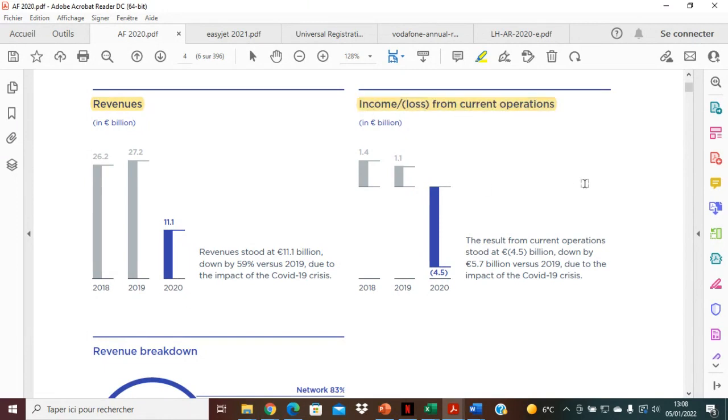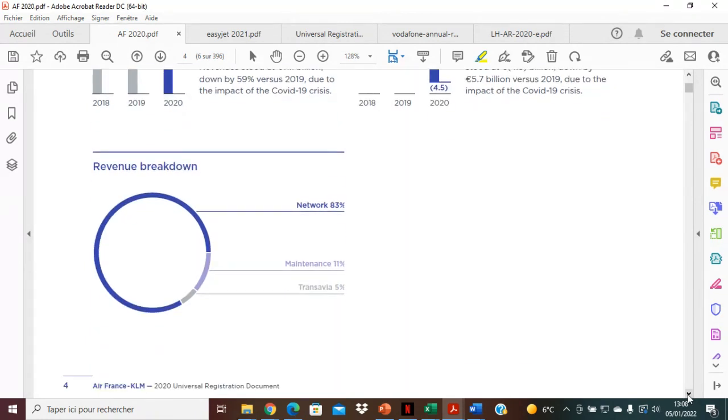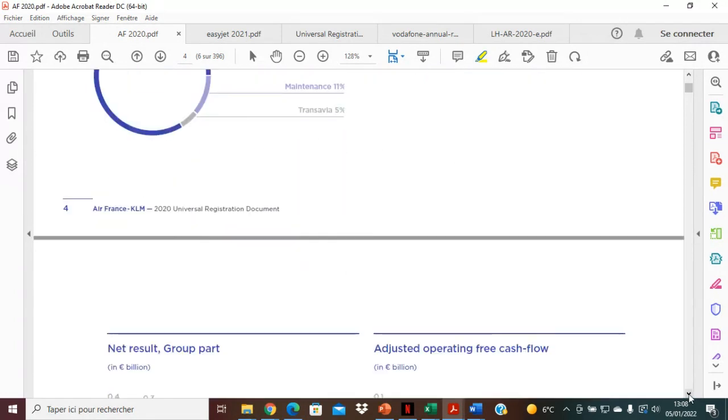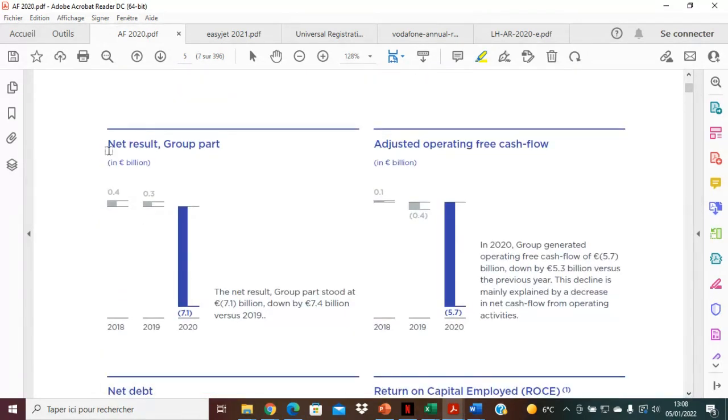Then we have profit from current operations, and I will explain later today a little bit what that means. So we could say it's like an operating profit. And we see also in 2020 it was strongly negative. Well, same because of COVID. Then a revenue breakdown depending on different activities. We will see that later. On the next part, we have net income or net result. So you see a lot of profitability figures, sales revenue, operating profit, net income or net profit are presented.